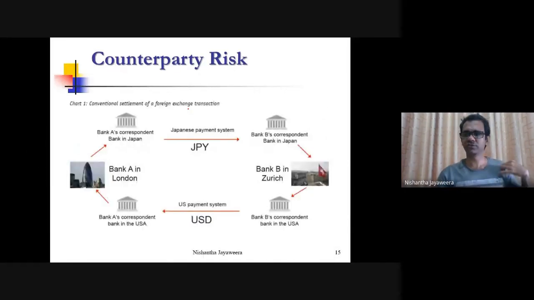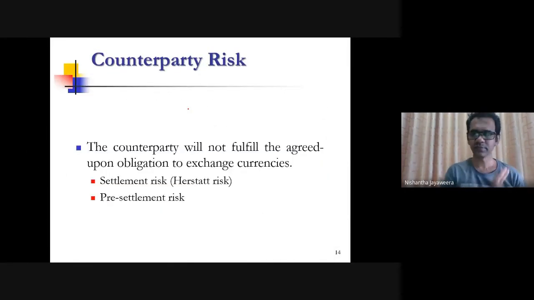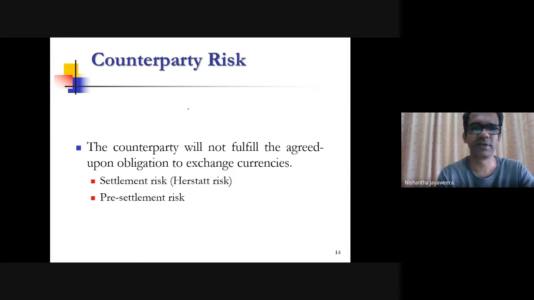So we'll move to the next slide. This is not the exchange rate risk. This is the counterparty risk we face when we do foreign exchange transactions. Since this is mostly related to foreign exchange transactions, I decided to discuss it here, but next week probably we'll have a separate session on counterparty or credit risk. This is part of credit risk, but I'll explain it here.